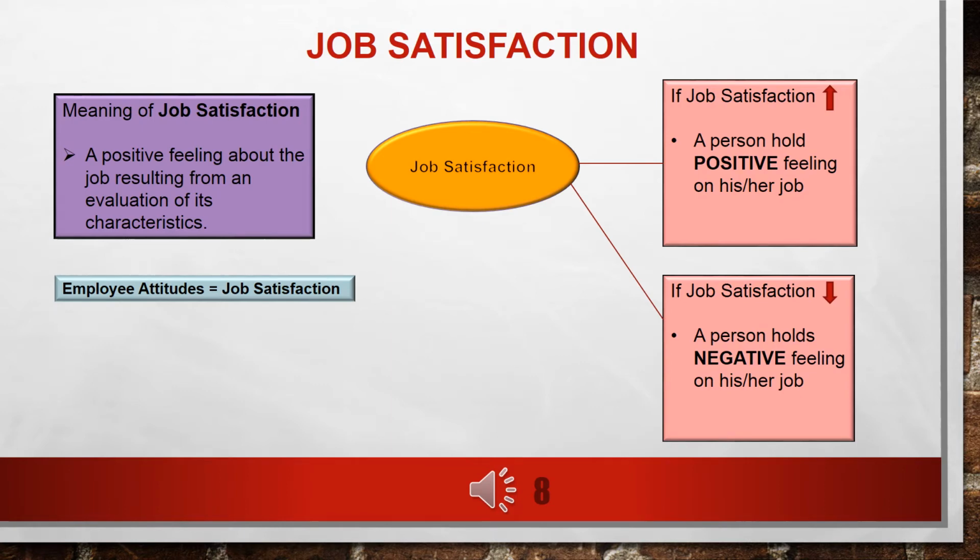First, job satisfaction. Meaning of job satisfaction: a positive feeling about the job resulting from an evaluation of its characteristics. Here we can see from the slide that if job satisfaction is high, a person holds positive feelings about his or her job, while if job satisfaction is low, a person holds negative feelings about his or her job. So from here we can conclude that job satisfaction depends on employee attitudes.